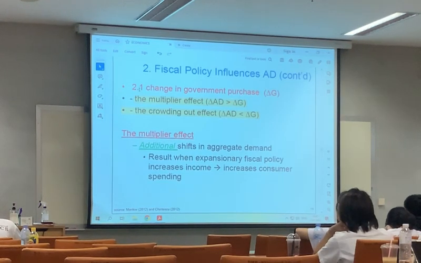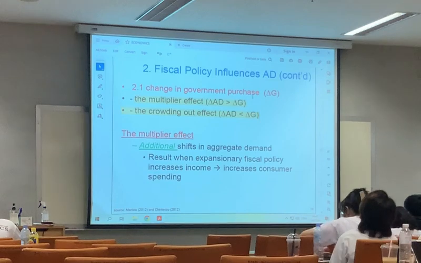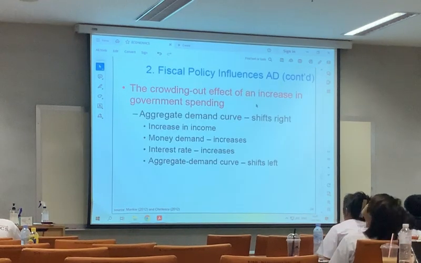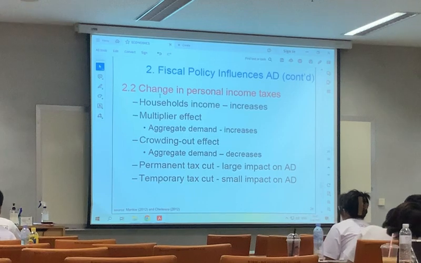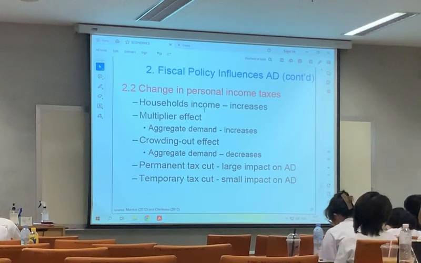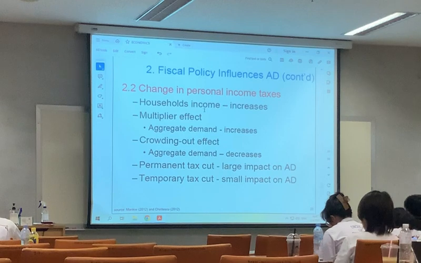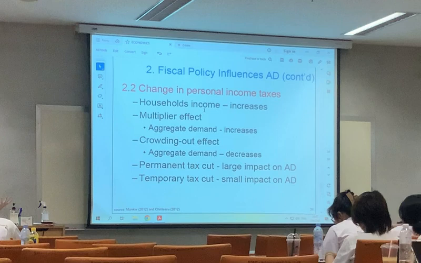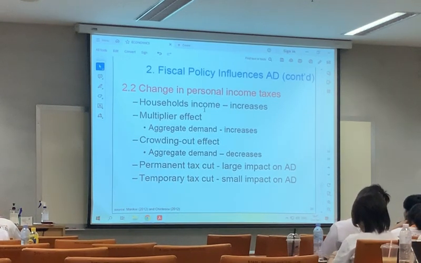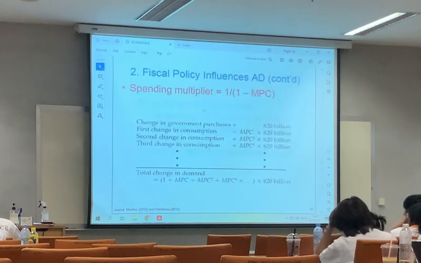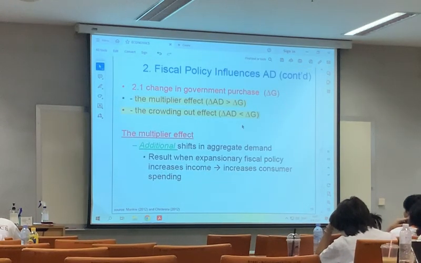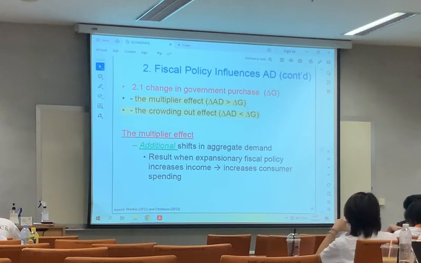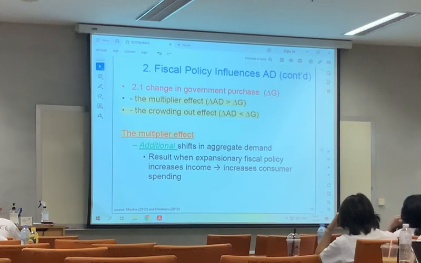So this one I label 2.1, the change in government spending, and I just tell you 2.2, the change in tax. But in fact, you can use the same explanation, exactly the same explanation, because whether G changes or T changes, you will get the same directional effects. It depends on whether you're using a government budget deficit or surplus. But I think you can explain using the same explanation. So G change or T change is the same. Okay, first I will introduce the multiplier effects.